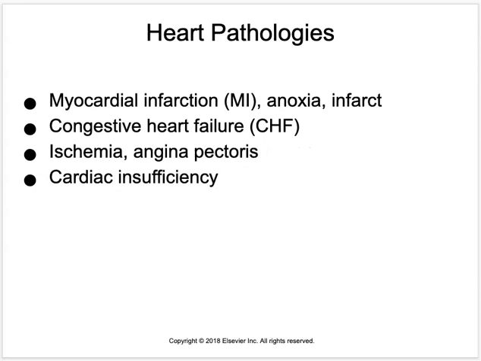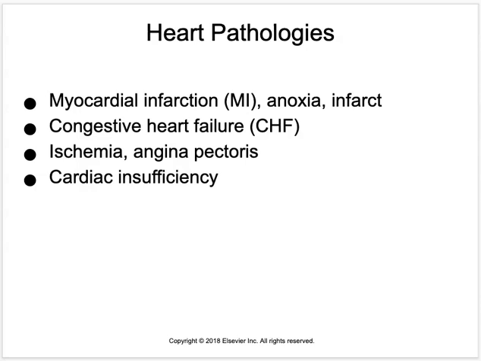All right, we're looking at more heart pathologies. The first term on this slide is myocardial infarction, or MI. Myocardial infarction is necrosis of a portion of the cardiac muscle. So necrosis means death, if you remember that. It's necrosis of a portion of the cardiac muscle caused by an obstruction or a blood clot in the coronary arteries. So something in the coronary arteries is causing a blockage. It could be a blood clot.